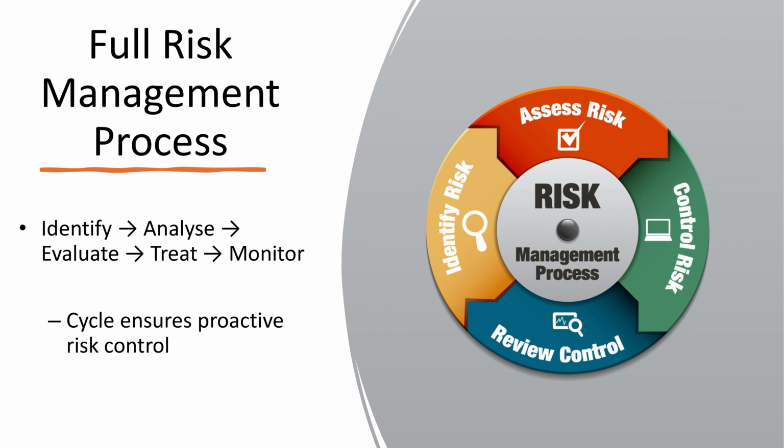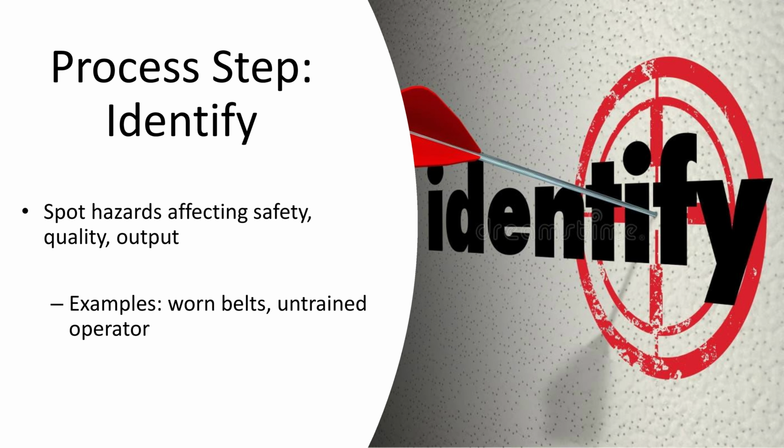The risk management process as a cycle is: 1. Identify. 2. Analyze. 3. Evaluate. 4. Treat. And 5. Monitor and review. Let's break this down with real production examples. 1. Identify. You look for hazards or failures that may affect safety, quality, production output, or compliance. Examples: machine vibration, worn belts, incorrect setup, or untrained operator.